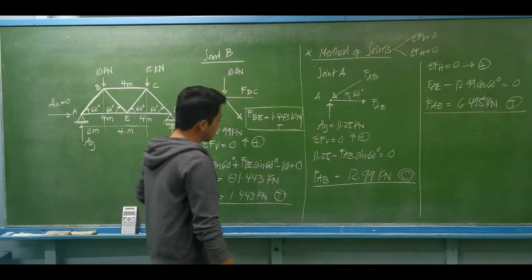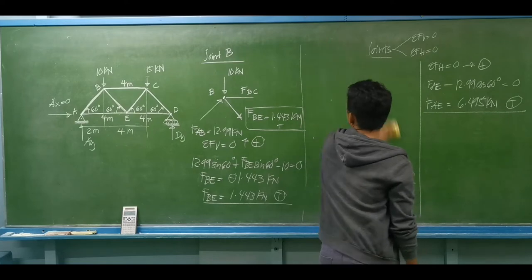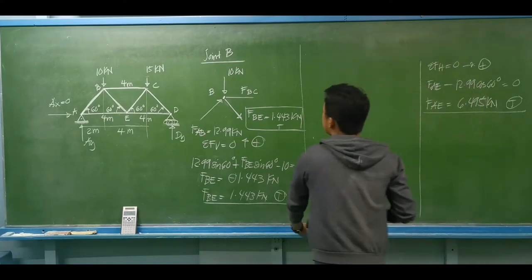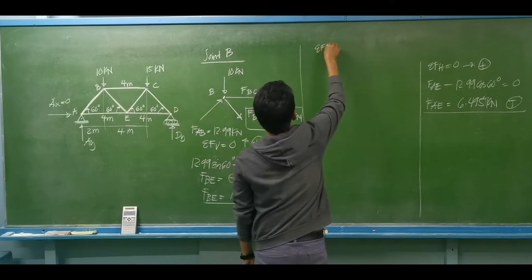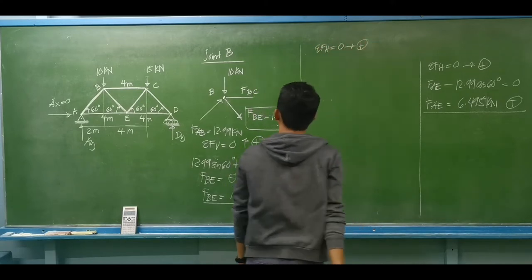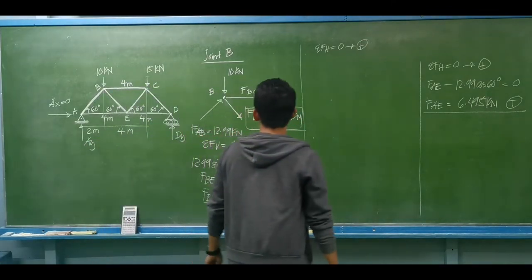Then if you have to proceed with member BC, for member BC, this is by summation of forces horizontal equal to 0, to the right forces to be positive. So this is, we have, what are two?